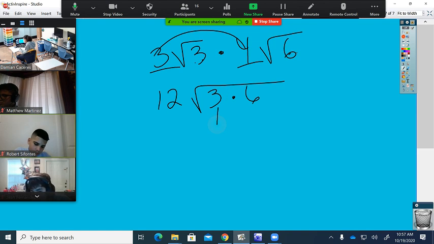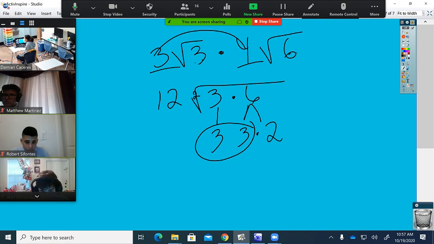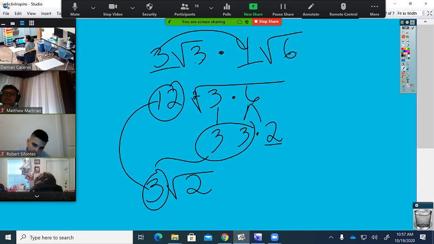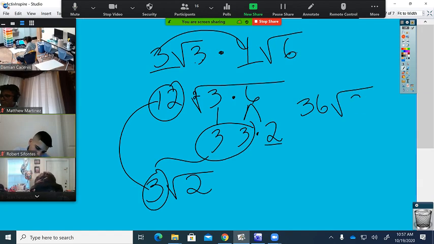Now, 3 comes down, but 6 could be broken down to be 3 times 2. Since the 3 repeats twice, and that's the root, the 3 comes out once. What stayed inside of that radical? A 2. You with me? But now look, you pulled out a 3, but there was already a 12 out there. If there's more than one number out, what do you do with them? Multiply them. So the answer is 36 square root of 2.